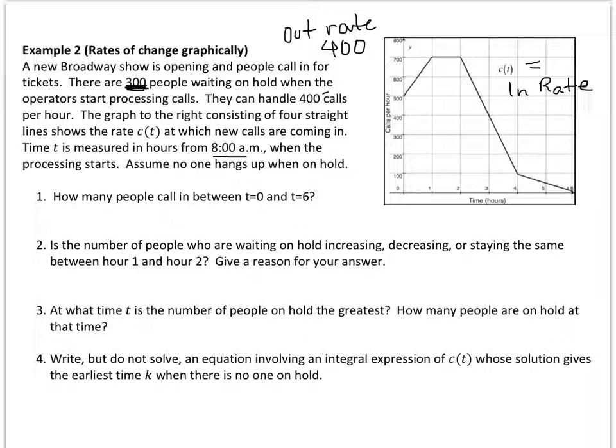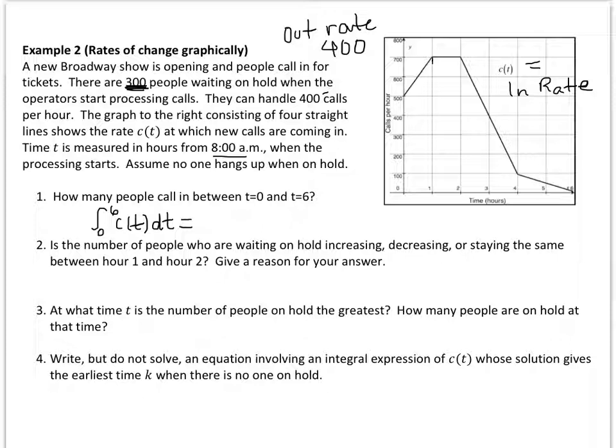So question 1 asks me just how many people call in between t is 0 and t is 6. So I need to integrate from 0 to 6 just my in rate, because the question is just about how many people call in that time period. And then I have to think, oh yeah, I haven't seen this in a while. If I need to find the definite integral from a graph, I need to calculate areas.